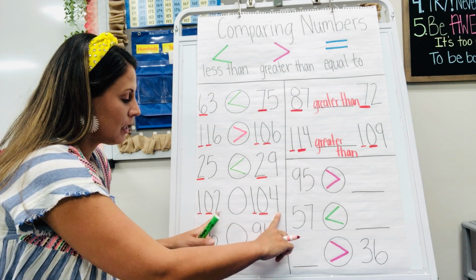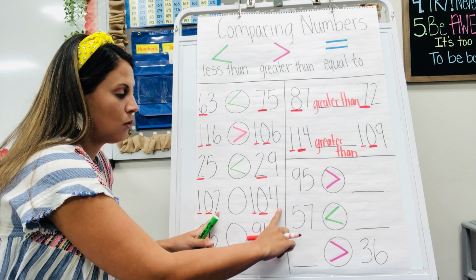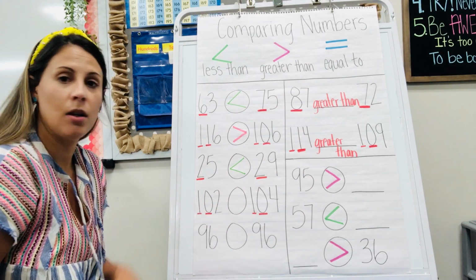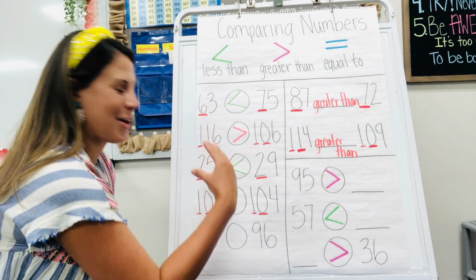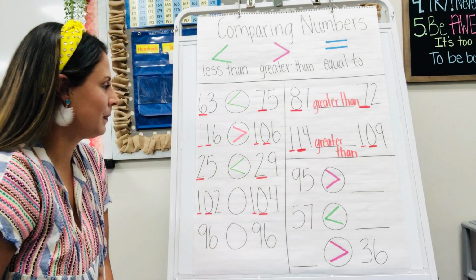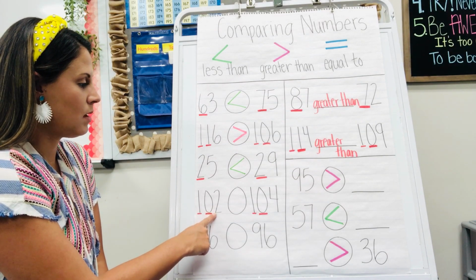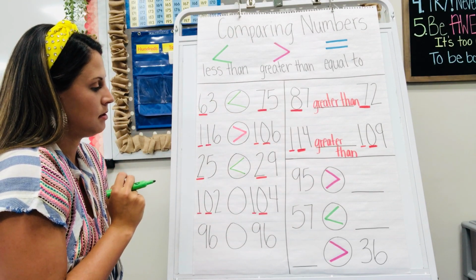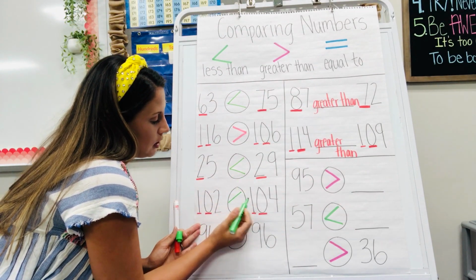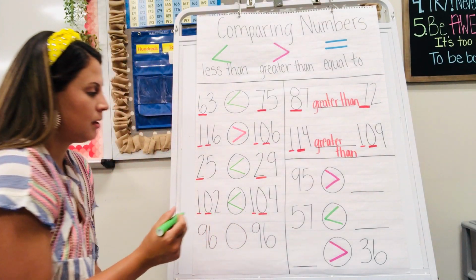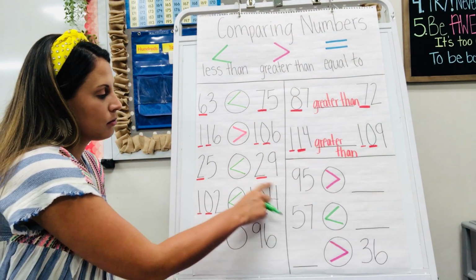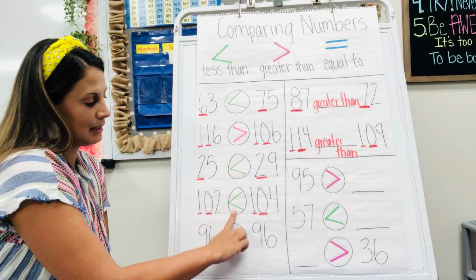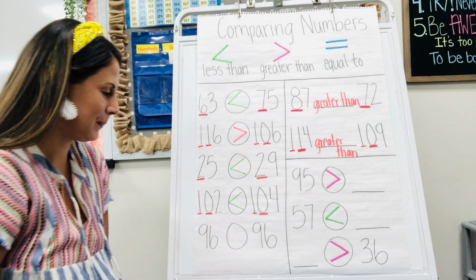Which one's less and which one's greater? I know that 2 is less than 4, and 4 is greater than 2. So which symbol am I going to put? Will it go this way, or will it go this way? 2 is less. Think about which way the point is going to be. The point is going to go towards your lesser number, and the opening is going to go towards the greater number. Read it with me. 102 is less than 104.